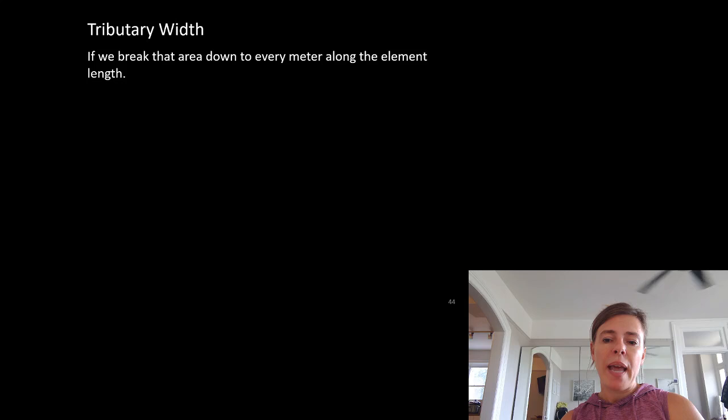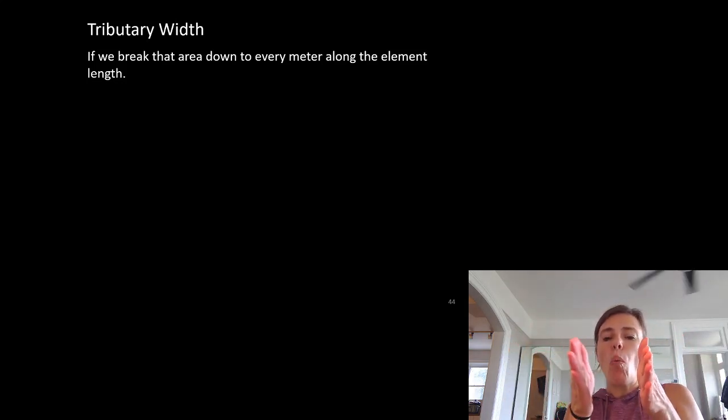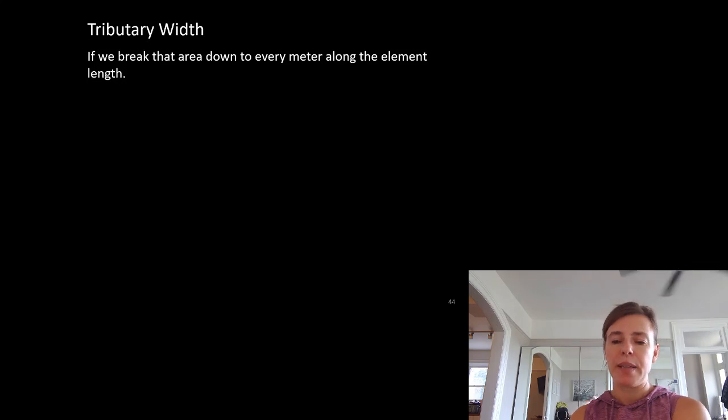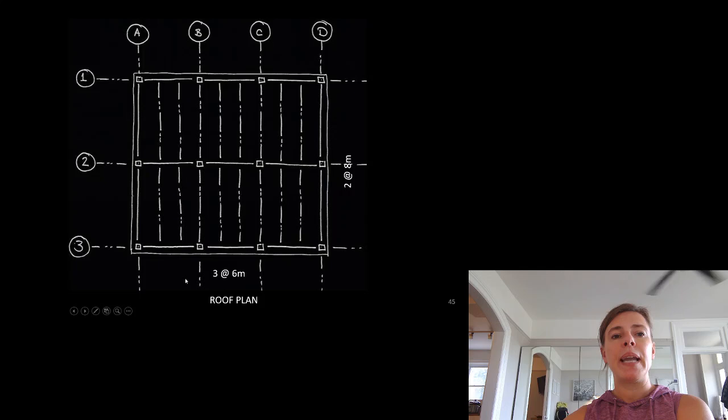Tributary width is when we don't look at the entire area, but we keep it to just the portion of that which is being loaded. And this is really handy when we're talking about beams and purlins. So if we have a plan here where we have 3 bays of 6 meters and 2 bays of 8 meters, and a bunch of different columns, beams and purlins. These dashed ones could be joists or purlins. There's a deck spanning in this direction, sitting on all of these elements.